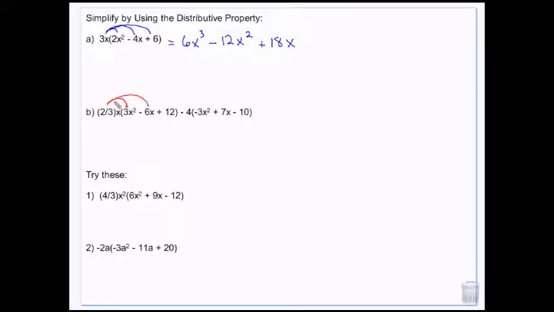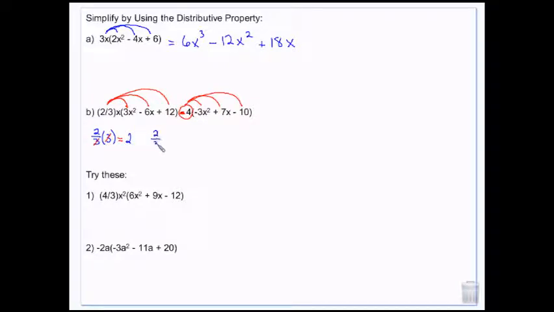Here I'm going to distribute this 2/3 x and then the -4. This negative, that minus sign, has to come with the 4 when you do your multiplication. Now to multiply everything by 2/3 x, when I multiply 2/3 times 3, this 3 and that 3 will cancel, and I'm going to be left with 2.